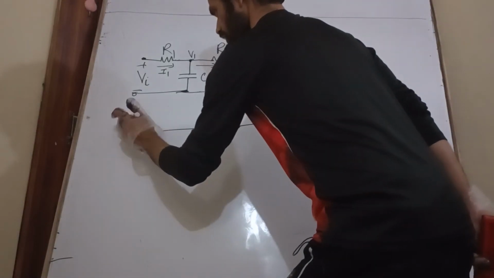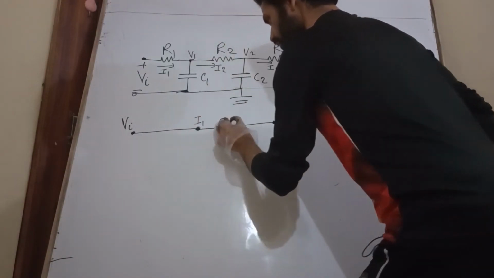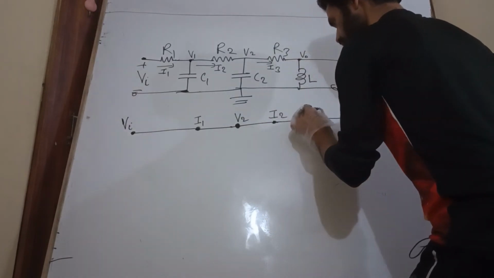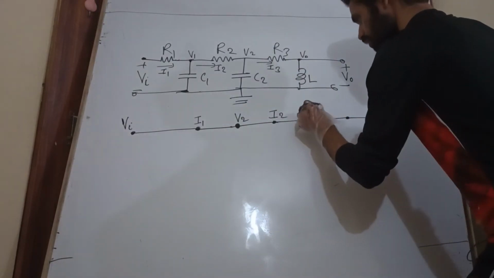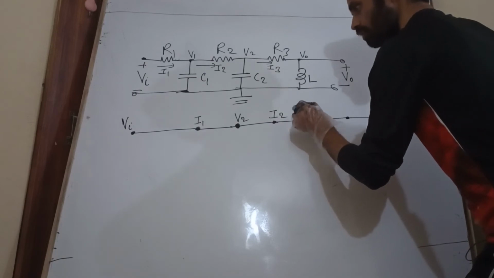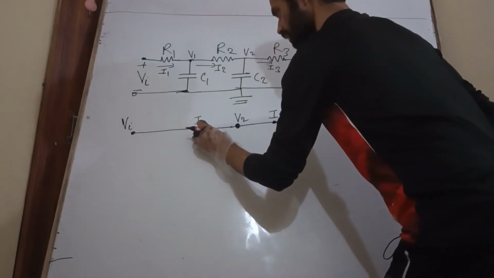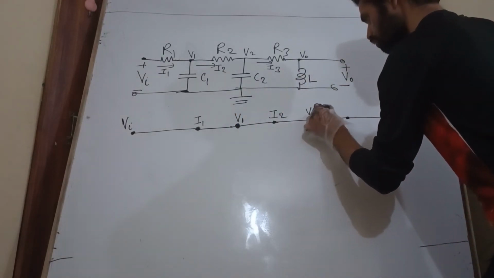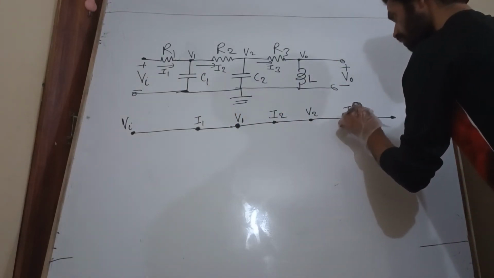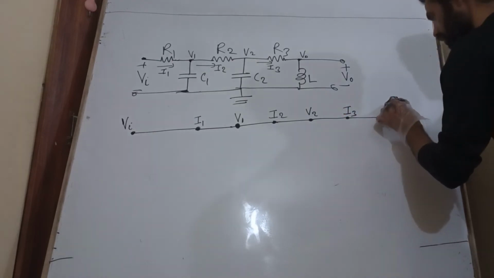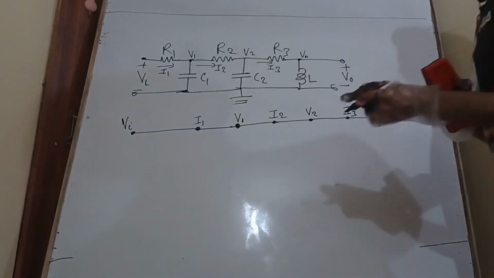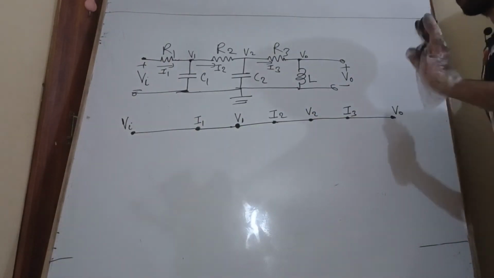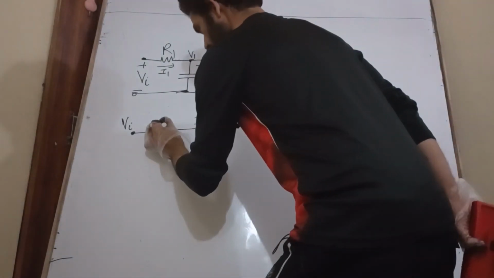This is my voltage Vi, current I1, voltage V1, current I2, voltage V2, current I3, voltage V0. Okay, so that's it. Now this is my gain.